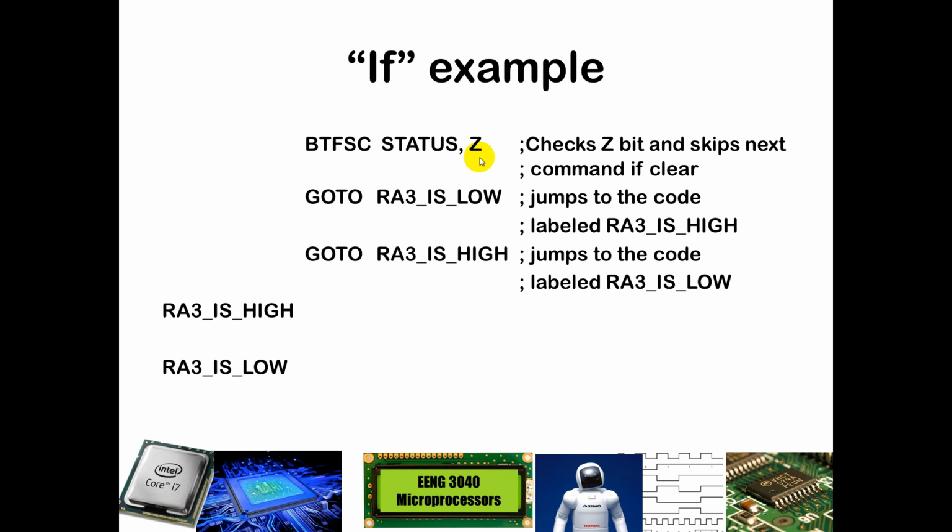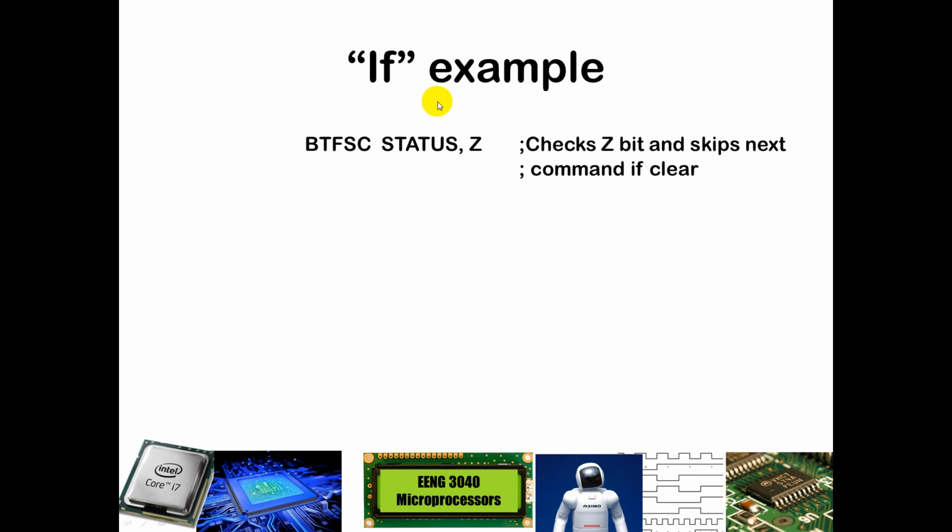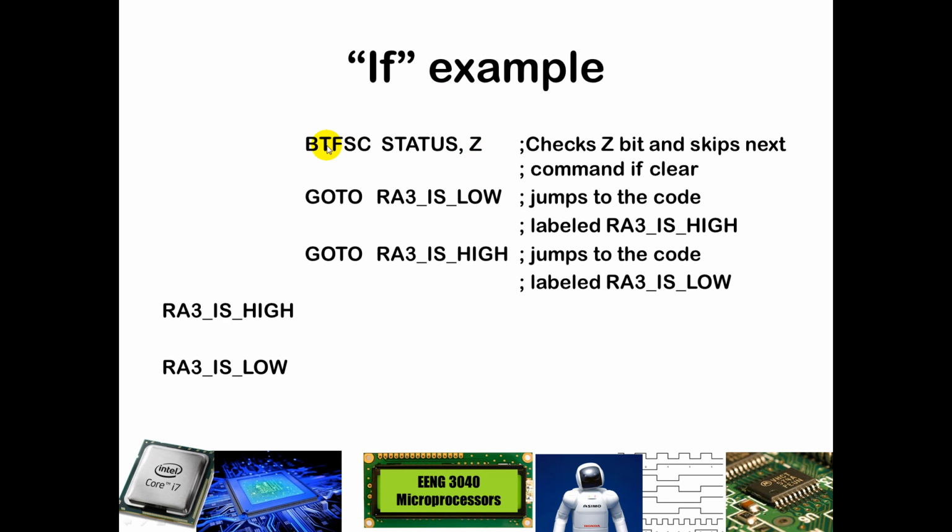And so what I want to do is, if it is clear, then I'm going to skip, and I'm going to go down here to RA3 is high. So what that means is, if it was clear, that means the result is not 0 in here, and that must mean that RA3 was a 1. So I'm going to come down here to this goto statement, and that goto statement is going to take me on down to this label RA3 is high. And I haven't put any code there yet, I'm just putting that as a placeholder.